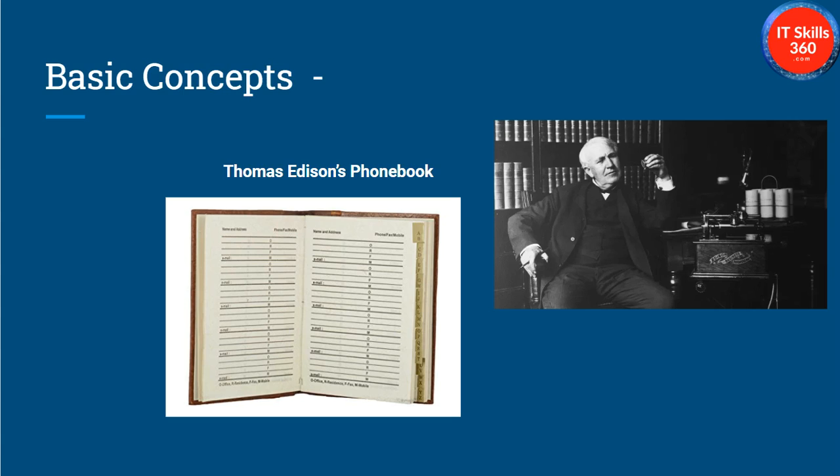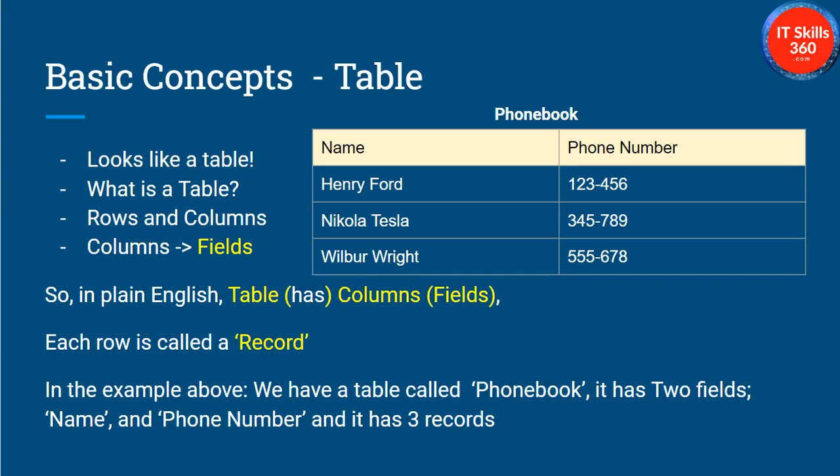So let's assume that we found Thomas Edison's phone book, and the phone book is very simple. It contains just two columns, name and phone number, and it has three different rows, each one with a name like Henry Ford, Nikola Tesla, Wilbur Wright, and some phone numbers for each of them. So it looks like a table, so let's call it a table, right? And each of these columns, we can also call them fields. So in plain English, we can say I have a table which has two fields. Now each row is called a record.